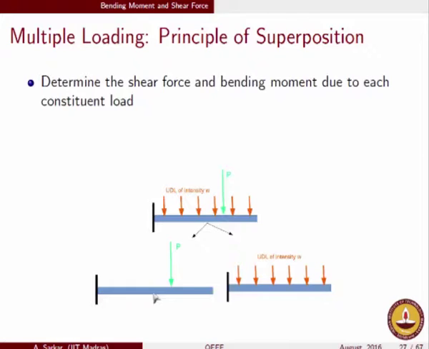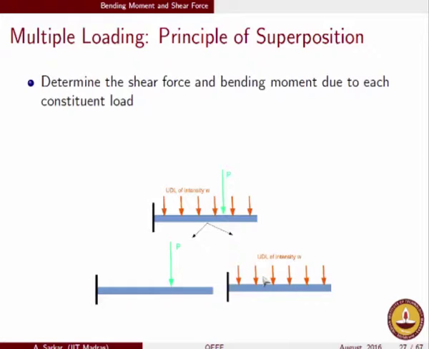The idea is very simple. Because of linear system theory, which we will not get into, the assumption is that everything is linear, so you could decompose this problem into 2 parts. You could first find out the shear force and bending moment due to the point load. You could then find out the shear force and bending moment due to the uniformly distributed load, and simply add them up together.